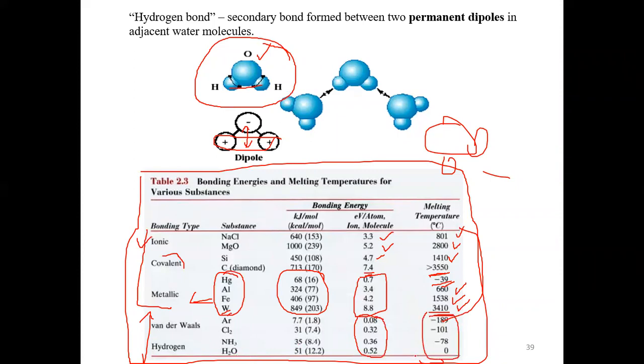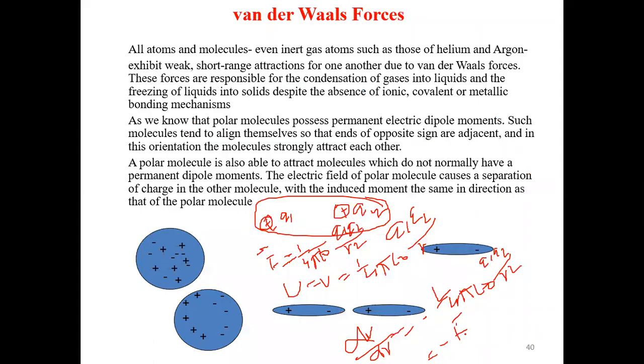Like for example, water. Water has a bond energy of 0.52 electron volt per mole, and its melting temperature is 0 degrees Celsius. That means at 0 degrees Celsius, we get liquid water. Okay, and on the other hand, ammonia is 0.36 eV, and this is minus 78. For chlorine, this is 0.32, and the melting temperature is minus 101 degrees Celsius. Okay.